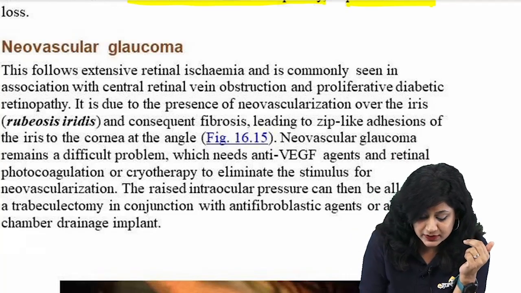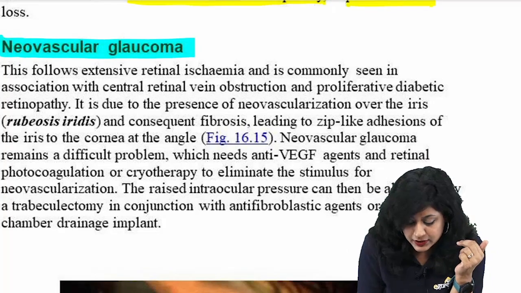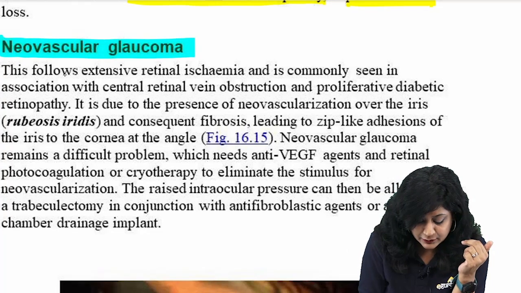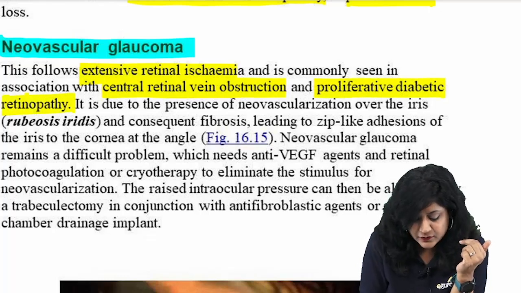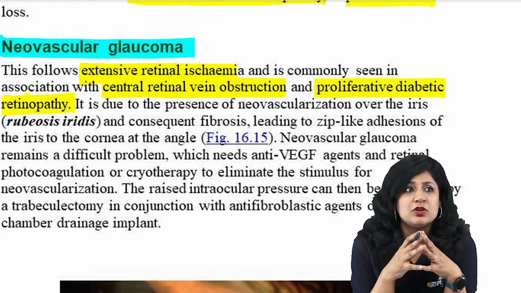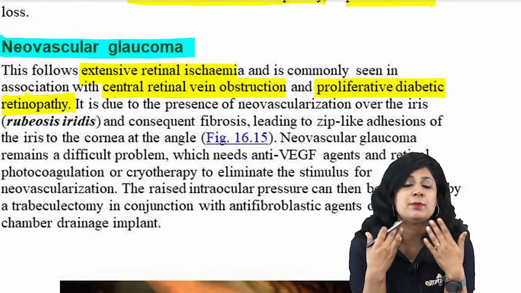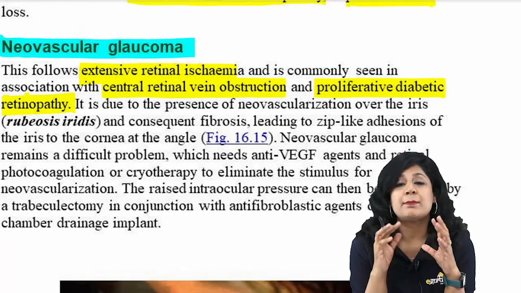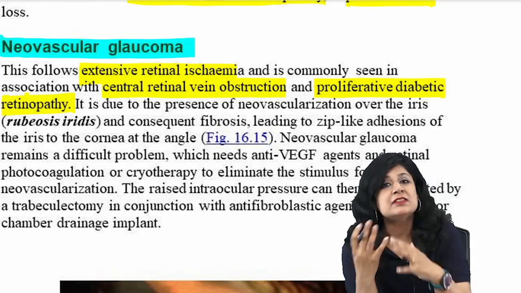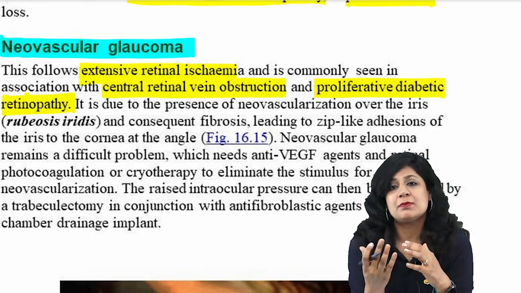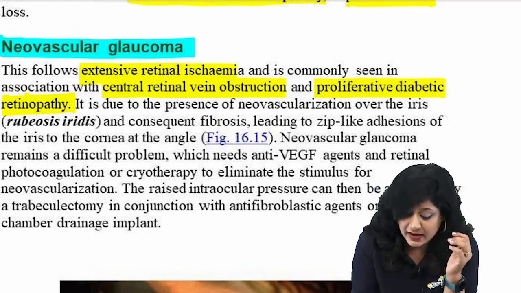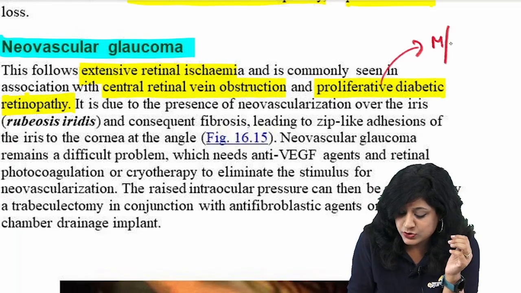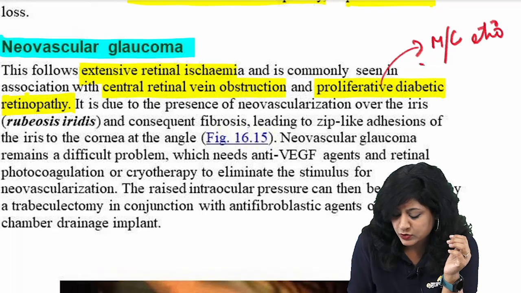Now we come to the other one, neovascular glaucoma. Neovascular glaucoma follows extensive retinal ischemia, and it is commonly seen in association with CRVO as well as PDR. Whenever we talk about neovascularization, nobody will deny that diabetic retinopathy is the first thing that comes to your mind. It's a microangiopathy, and you have maximum ischemia there. Because of the maximum ischemia, I will have maximum VEGF and maximum neovascularization, and that is why PDR is probably the most common etiology of neovascular glaucoma.